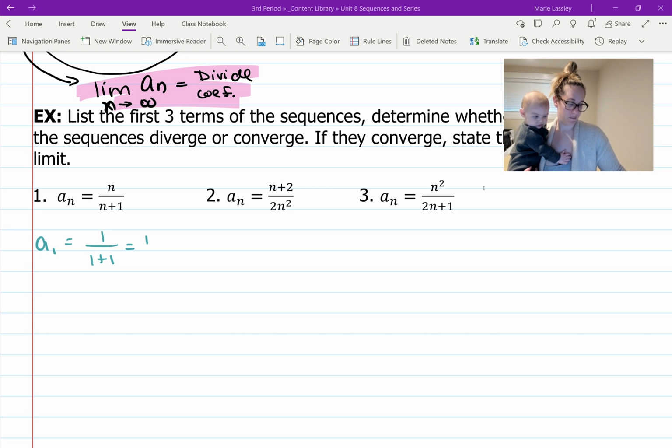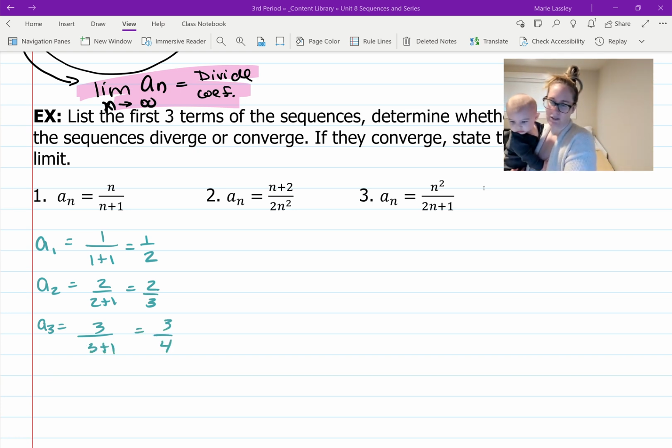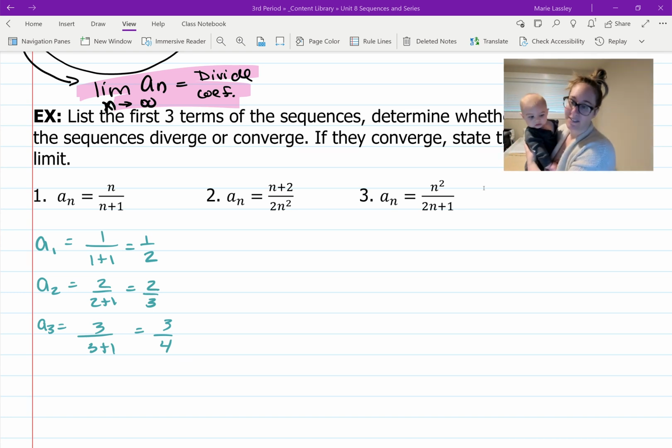The second term, a sub 2: we plug in a 2 for n. So we have 2 over 2 plus 1, which is 2/3. A sub 3: we plug in a 3 for n. That's 3 over 3 plus 1, which equals 3 over 4. We could keep going, but it only says list the first 3 terms. But you can see what's happening: 1/2, 2/3, 3/4. Our next ones would be 4/5, 5/6, 6/7, 7/8, 8/9, 9/10.